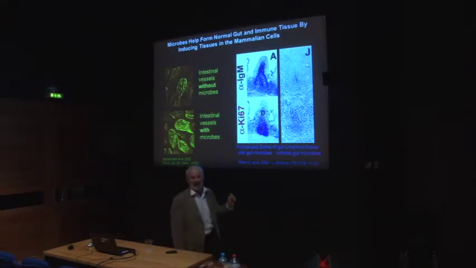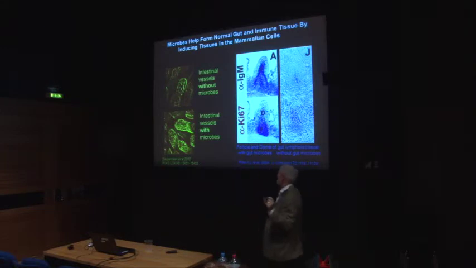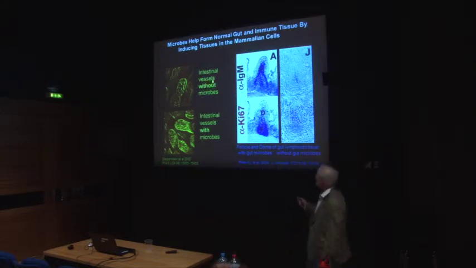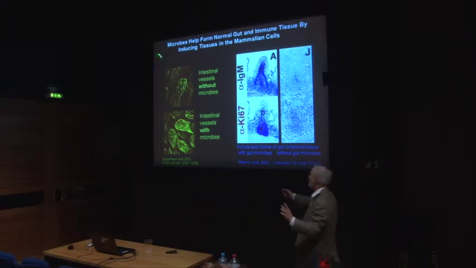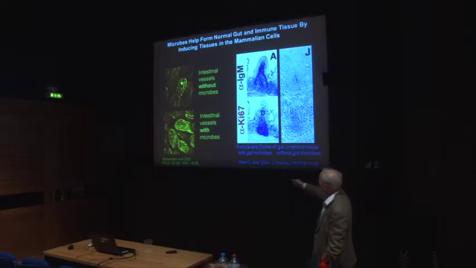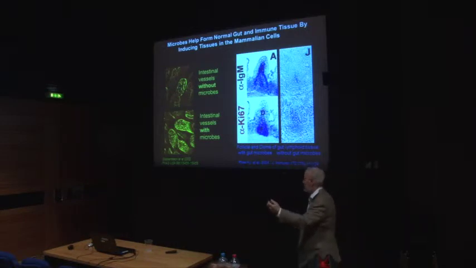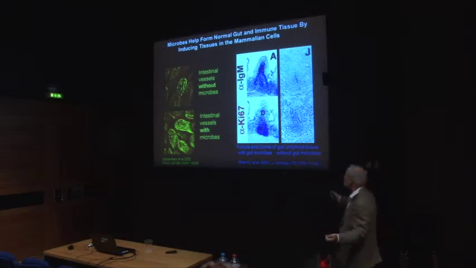We see this in mammals as well. We see it in our gut. This is the intestinal circulation, the intestinal capillaries of a mouse that lacks microbes. It's a germ-free mouse. It was born by cesarean section of a colony that was raised without bacteria. So you can see that it has only a little bit of capillary network. If you add microbes back to the mouse, you get the normal capillary bed of the intestine, which is necessary for bringing out nutrients.